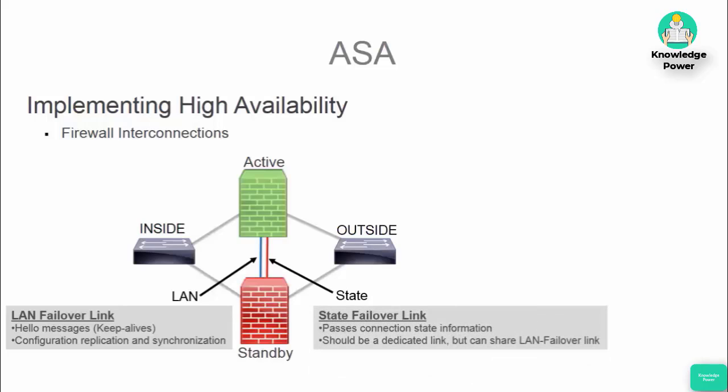This link is used to pass connection state information so that the standby firewall can support existing connections that were previously on the active firewall. The state failover link should be a dedicated link separate from the LAN failover link, but it can use the same link as the LAN failover link. So you could add both of these failover roles to a single link between the firewalls.